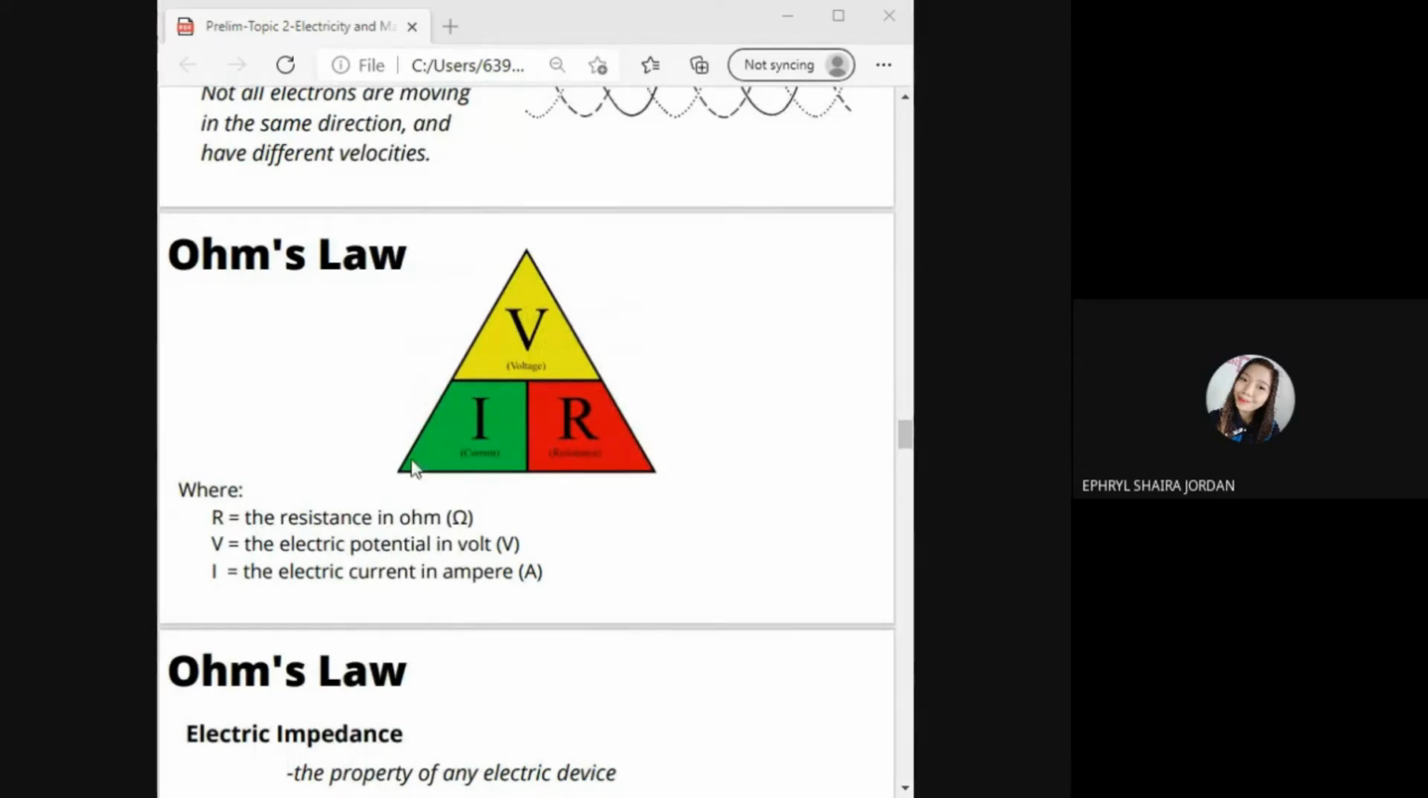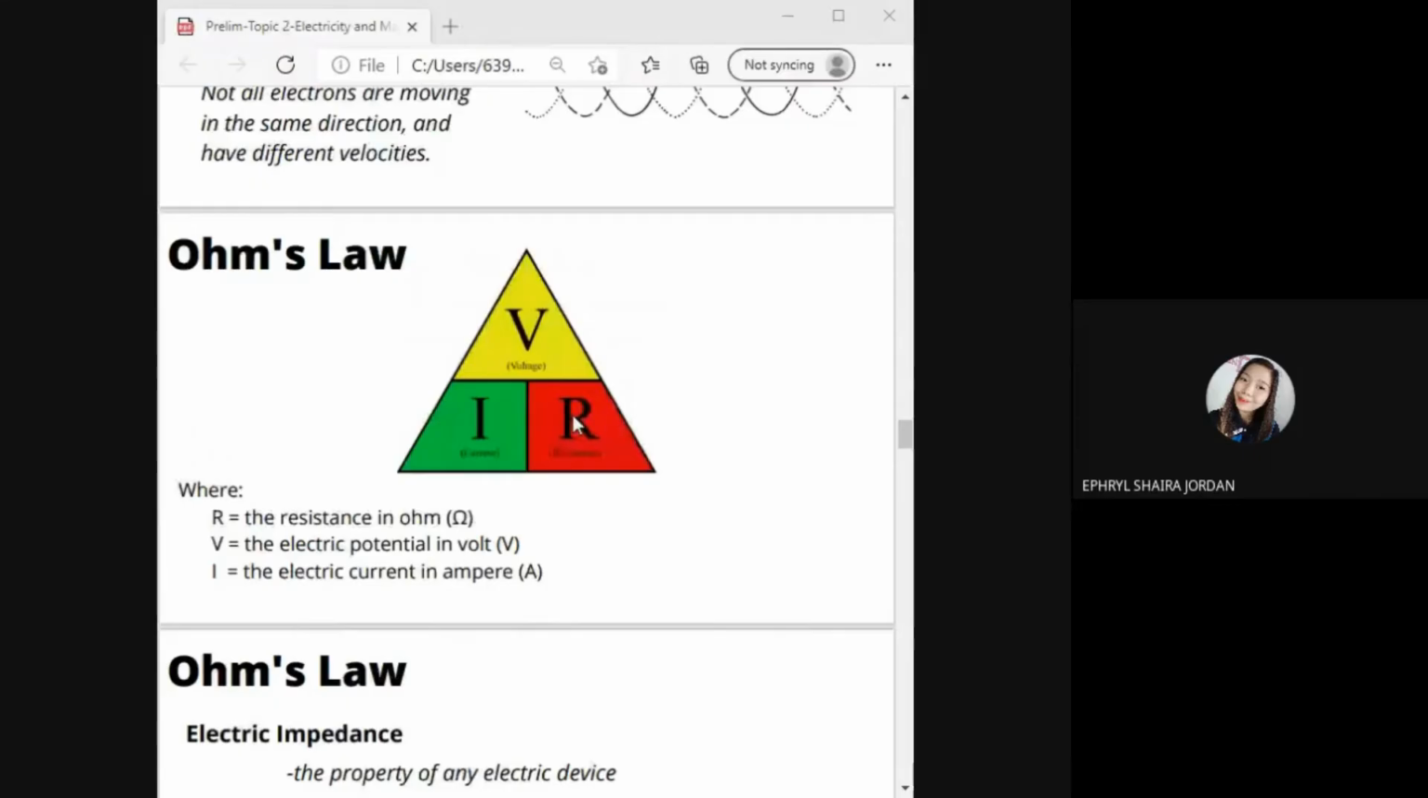So here's a triangle. V is for voltage, I is for current, and R is for resistance. Resistance has a unit of ohm or ohms, and the electric potential has a unit of volts. The electric current has a unit of ampere. If you're going to look for the voltage, we just multiply the current and the resistance. If we are going to look for the current, or the I, we divide the voltage by the resistance. So V divided by R.